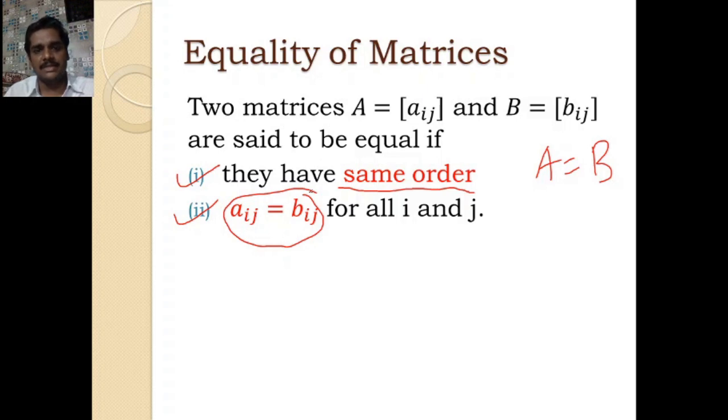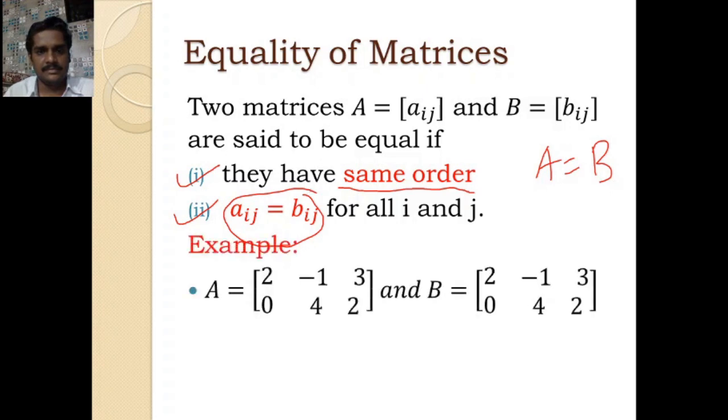Let us understand this concept by taking some examples. So here is one example. I have two matrices over here and we have to think whether A is equal to B. To check this, the two conditions should hold. Let's talk about condition number 1. Do both matrices have the same order? If you see, A and B have the same order, both matrices are of order 2 by 3. So condition number 1 holds.